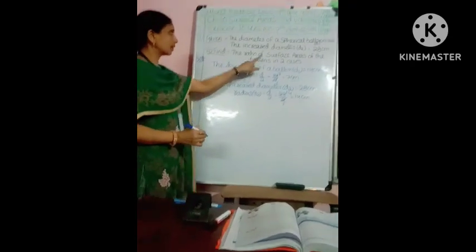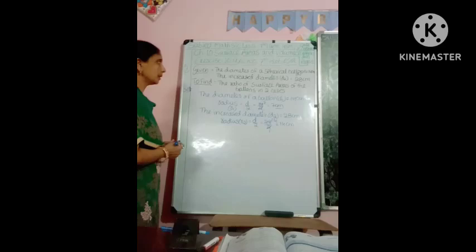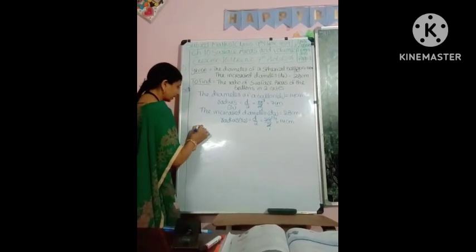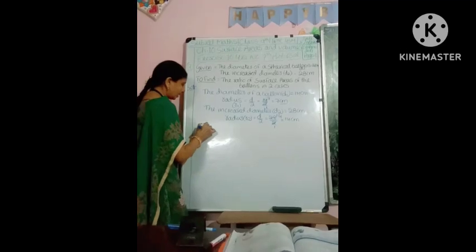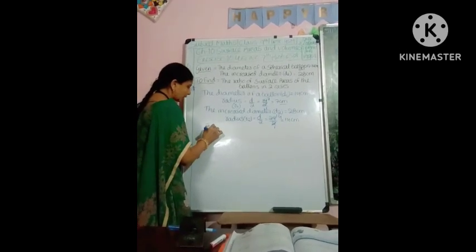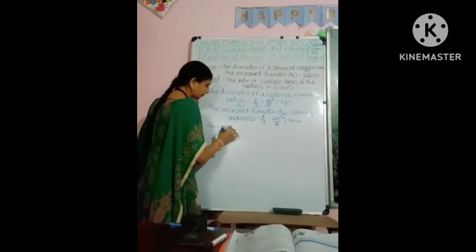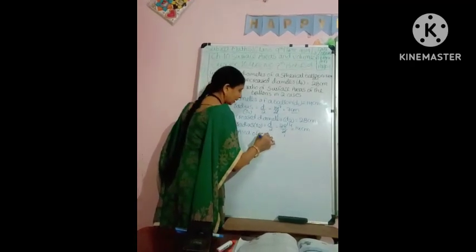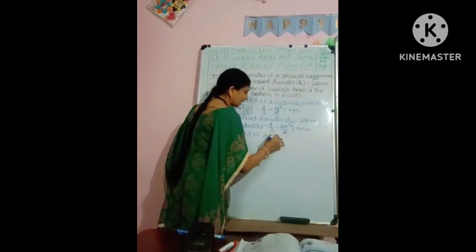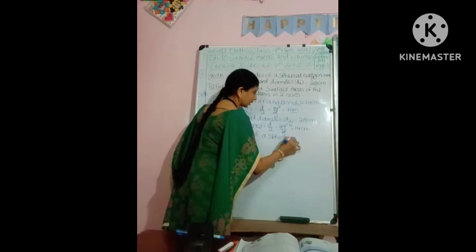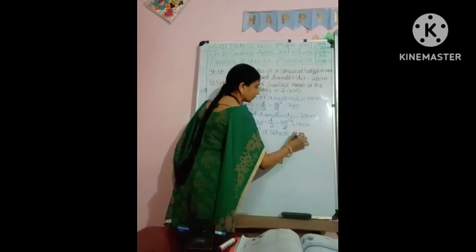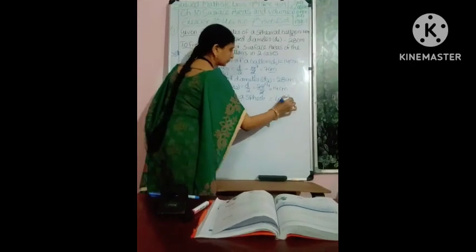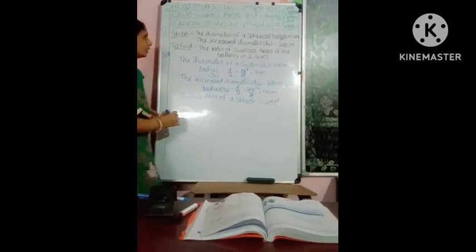So next, find out the surface areas of the balloons in the 2 cases. How to calculate it? Do you know the formula for the surface area? The surface area of a balloon shape, which is a sphere. Sphere or balloon, what's the formula? 4πR square. Okay.